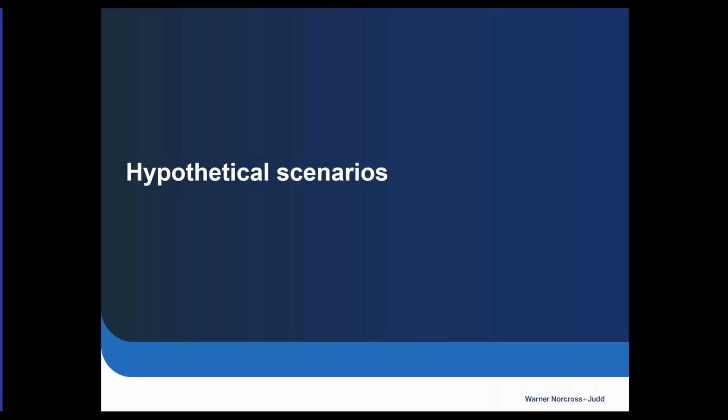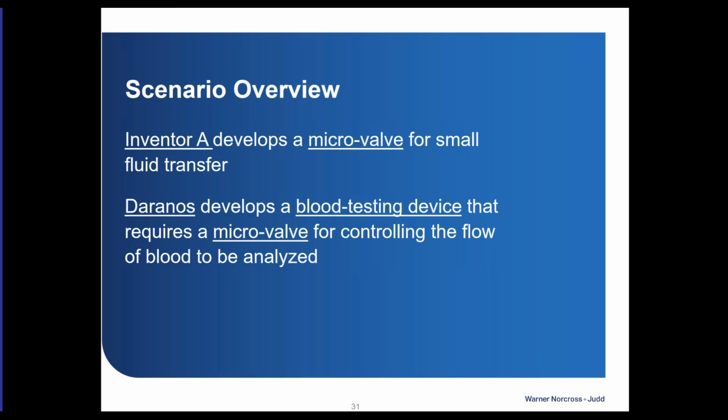So now that we've talked about the agreements and the parts of agreements, I have two hypothetical scenarios that will hopefully solidify everything I've said. Here's an overview of the scenario. We have an inventor A. They're developing a microvalve for small fluid transfer. And there's a new thriving startup company in California called Theranos. And they're developing a blood testing device that requires the microvalve for controlling the flow of blood to be analyzed. Of course, this is all hypothetical.